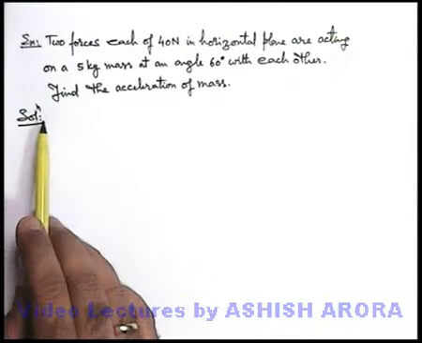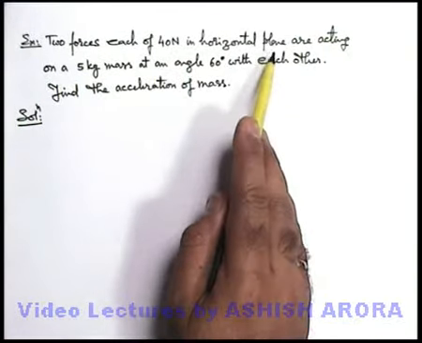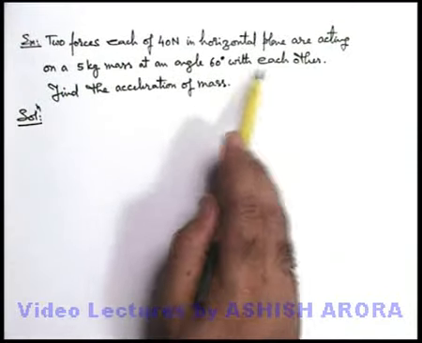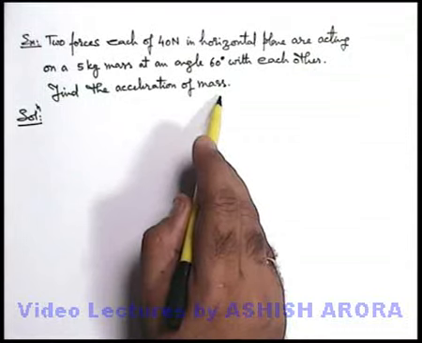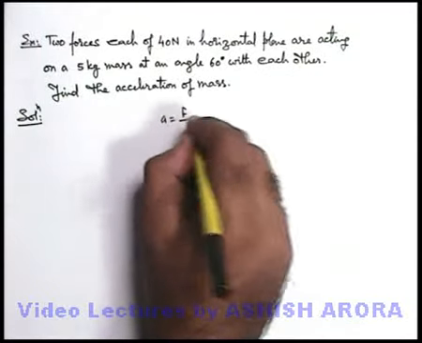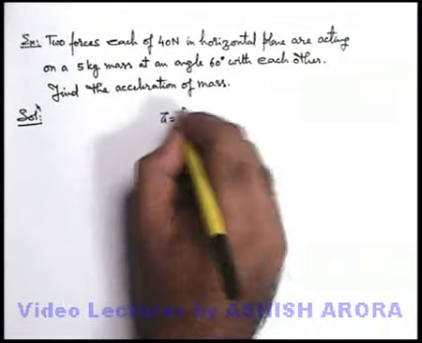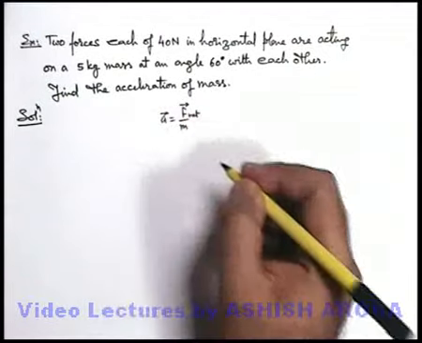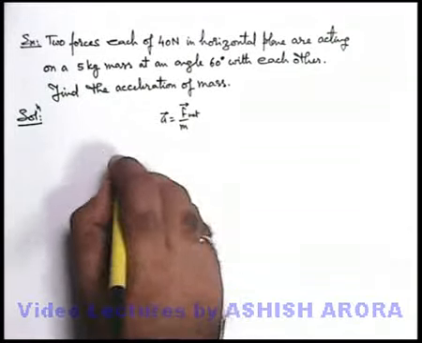In this example, we are given two forces, each of 40 Newton, in a horizontal plane. They are acting on a 5 kg mass at an angle of 60 degrees with each other, and we are required to find the acceleration of the mass. We know very well that acceleration is force upon mass, that is, the net force acting on the body divided by its mass.